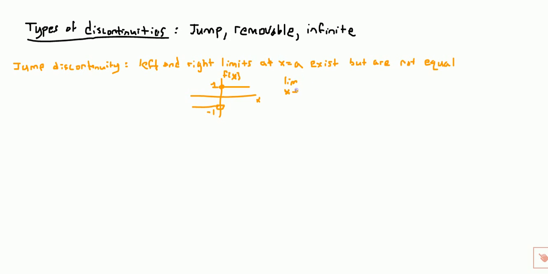The limit as x approaches 0 from the left of f of x. What's that equal to? That's -1. And the limit as x approaches 0 from the right of f of x. That's equal to +1. So these both exist, but they're not equal to each other. That means that the graph has to jump, right? And when we talked about drawing the graph without picking up our pencil, this function fails that test. This is a jump discontinuity.